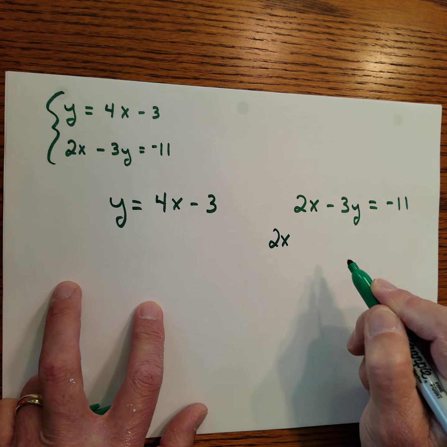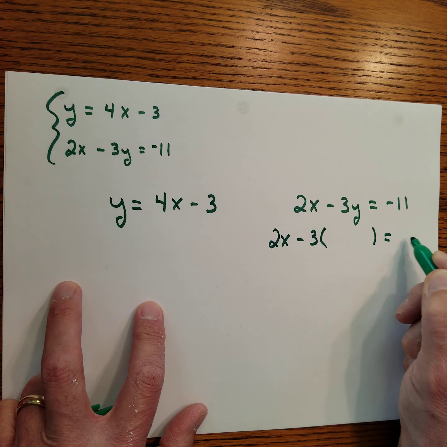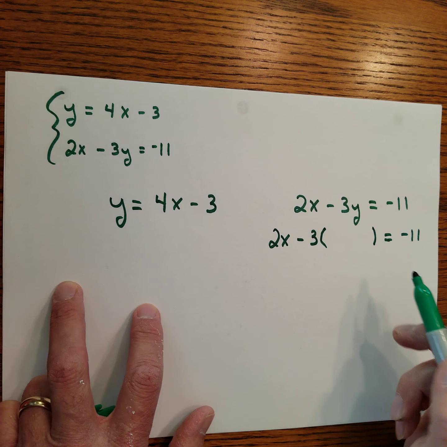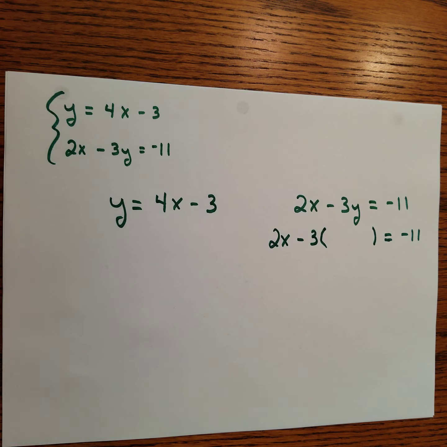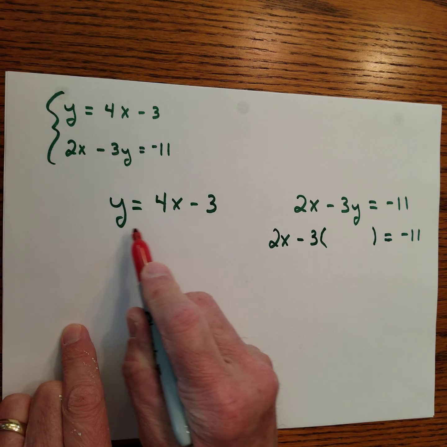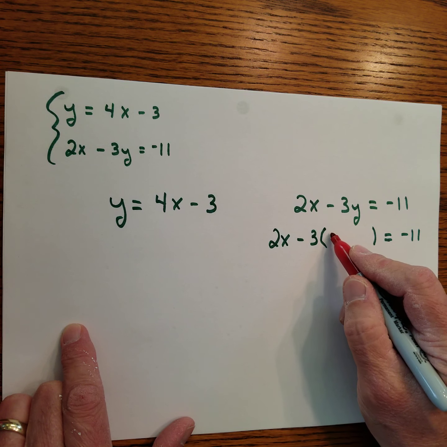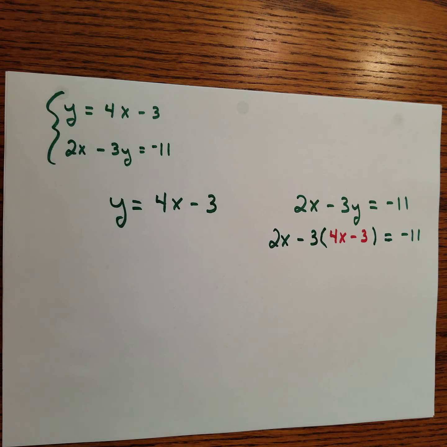Well, I'll copy the 2x, I'll copy the minus 3y, and I'll copy the negative 11. Except instead of the y, I just open up a big space. And what goes in that space? Well, what is y equal to? y is equal to 4x minus 3. So I'll substitute in the 4x minus 3. That's why we call this the substitution method.